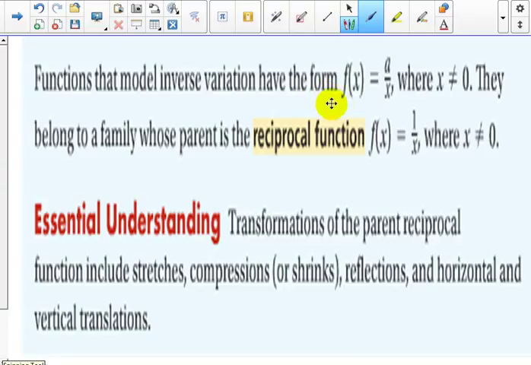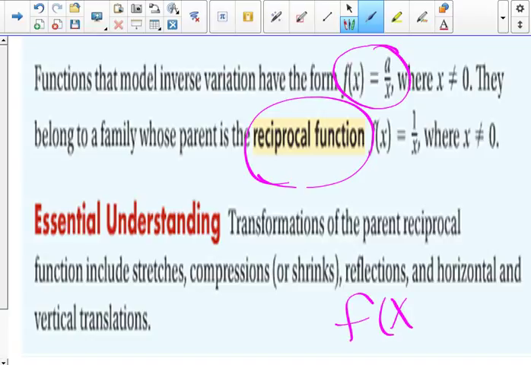All right, so let's look at some more words. So reciprocal function. Functions that model inverse variation have the form f of x equals a over x. F of x equals a over x. And x can never equal what?